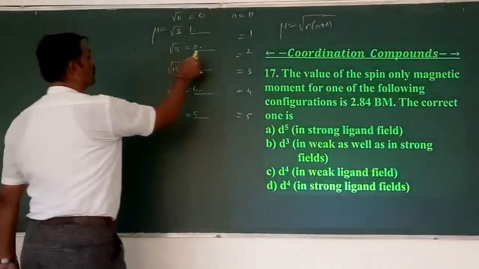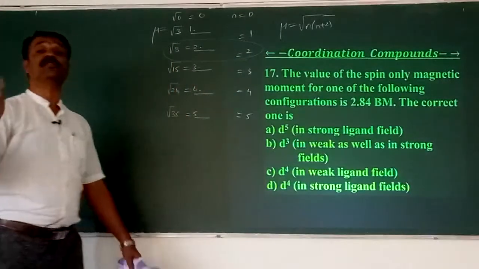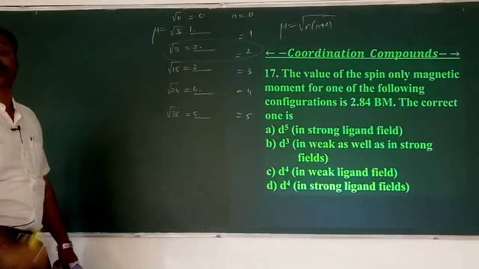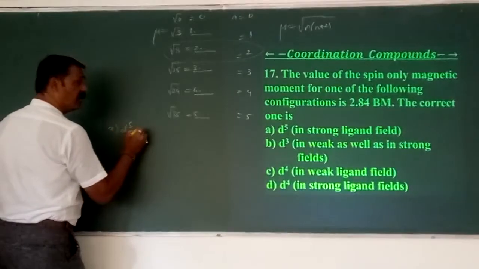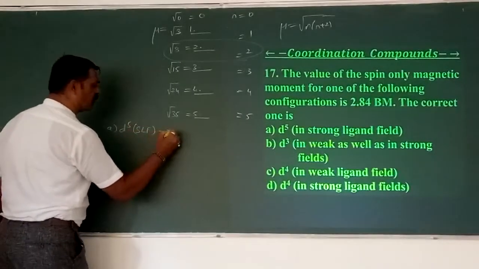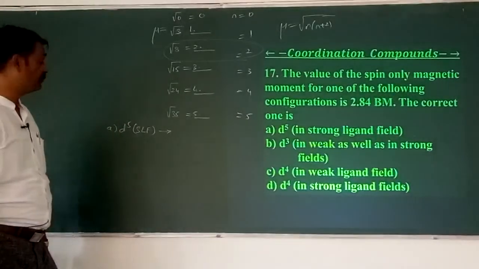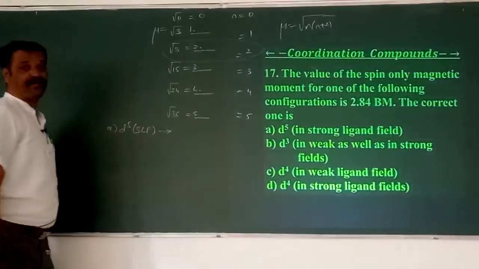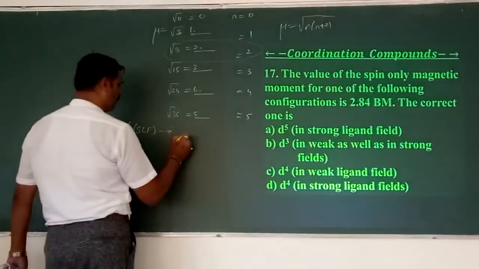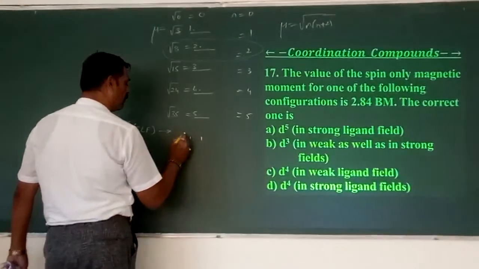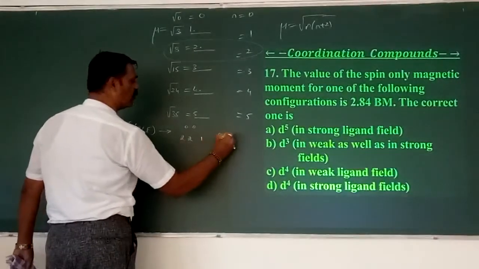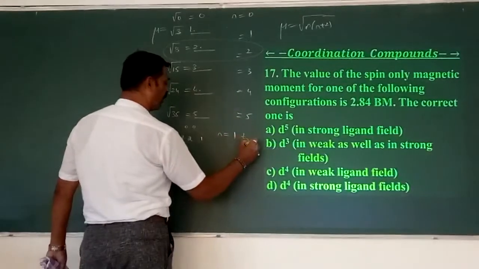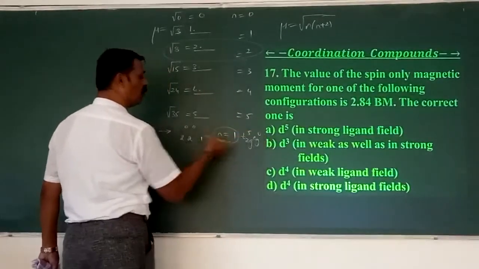So here 2.84 means n must be equal to 2. We have to search for a complex where the configuration is having 2 unpaired electrons. Let us have A. d5 strong field ligand. What's the meaning of that? Strong field means pairing, 1, 1, 1, 2, 2, 0, 0. We are mentioning that in the form of t2g5 eg0. Means n is equal to 1 here. No, I need a 2.